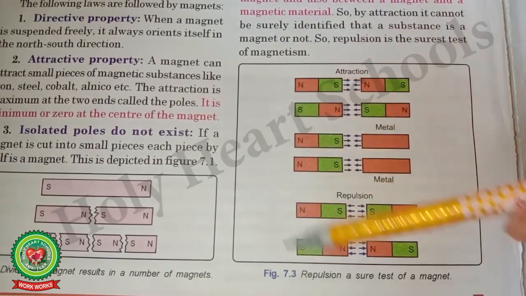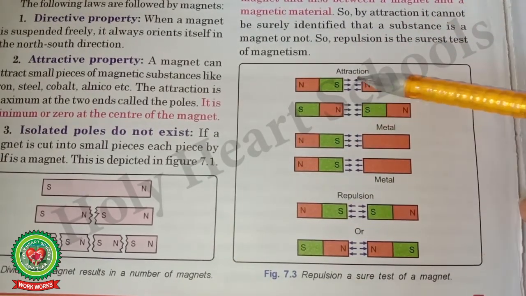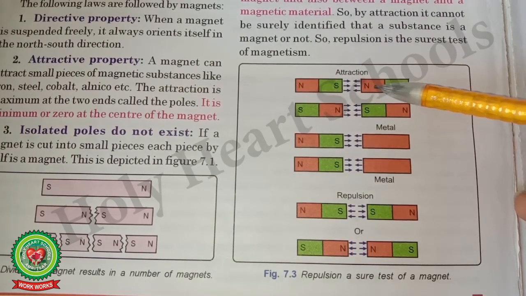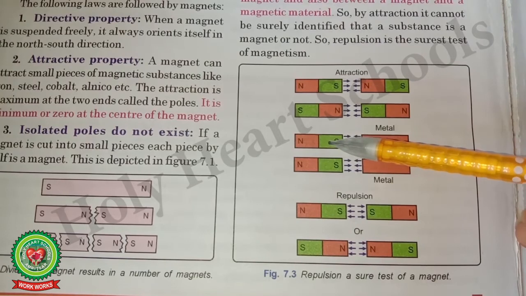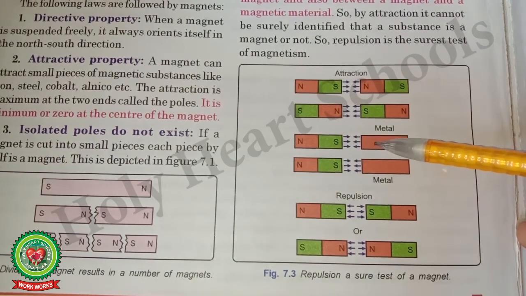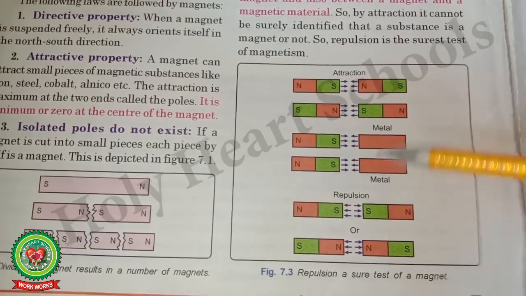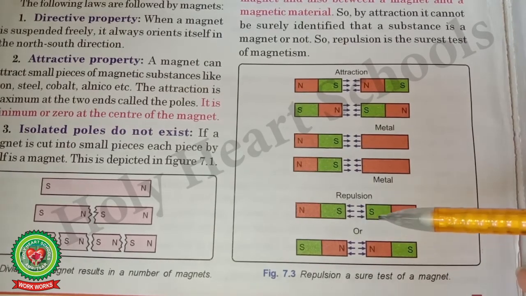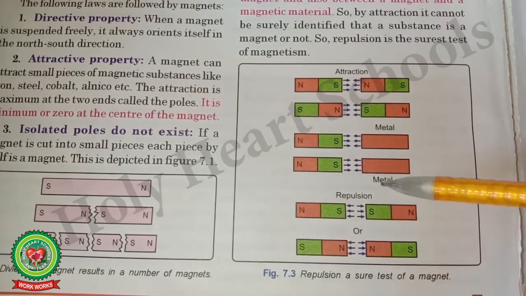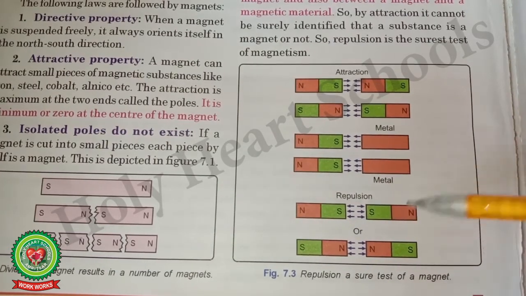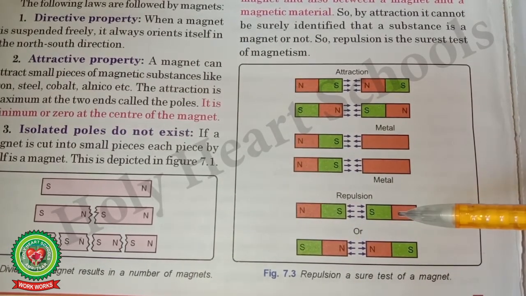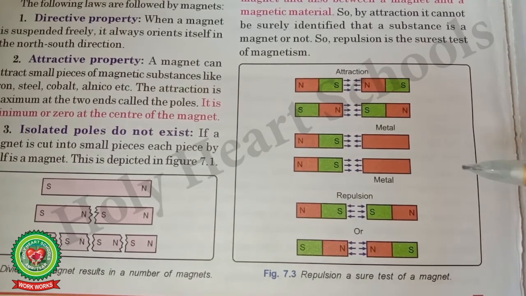You can clearly see from this diagram also. See, attraction is possible between two unlike poles of a magnet as well as between a magnet and a magnetic substance like iron. But repulsion is possible only between two like poles of a magnet. So from repulsion only we can conclude whether the given piece is a metal or actually a magnet. So we can say that repulsion is the surest test of magnetism.